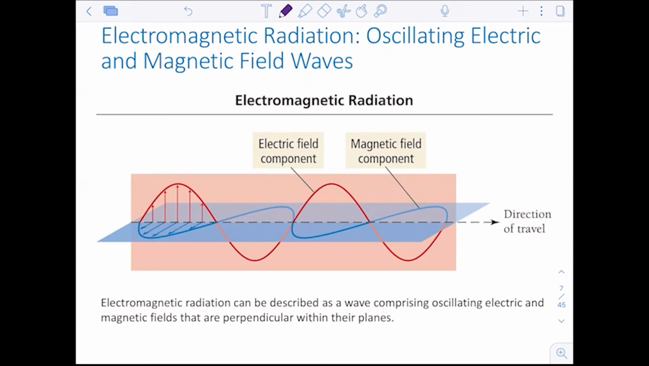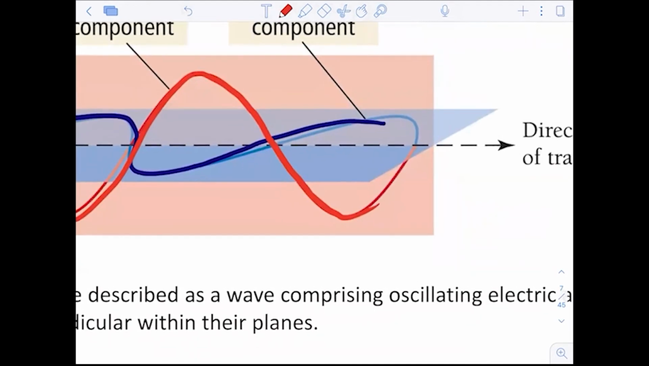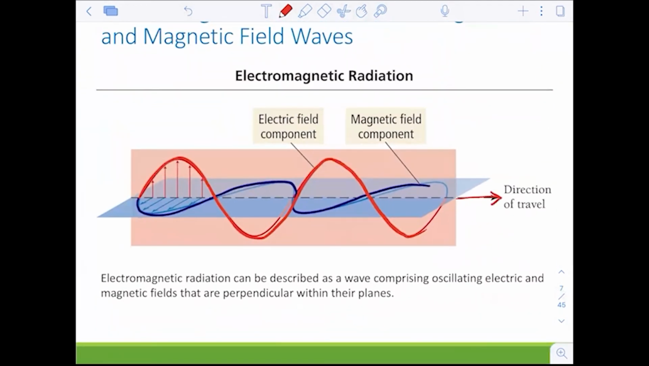Now, electromagnetic radiation is oscillating electric and magnetic fields. Electromagnetic radiation can be described as a wave comprised of these two different fields that are perpendicular to each other. So what we see is that the blue one is horizontal, flowing around there, and the red one is perpendicular to it on the vertical, up and down instead of left and right. And they both travel in a specific direction. Specifically for this diagram, that direction is to the right.